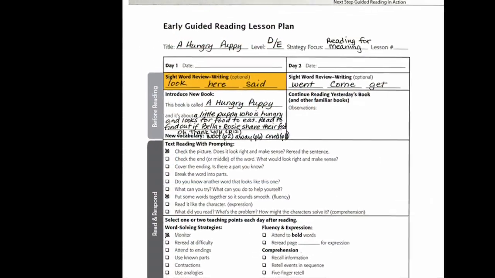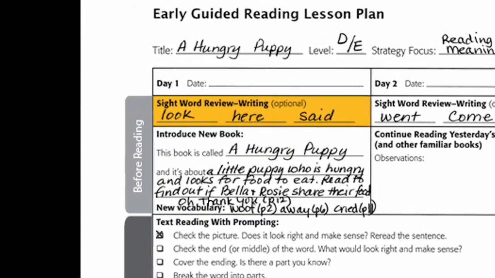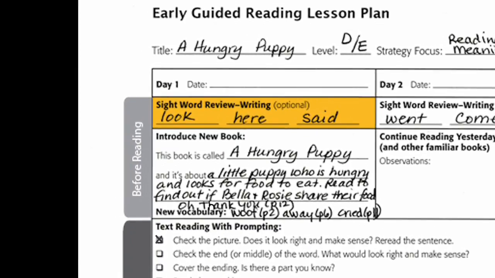For readers at the start of the early stage, the lesson begins with a brief written review of sight words you have taught during previous guided reading lessons.